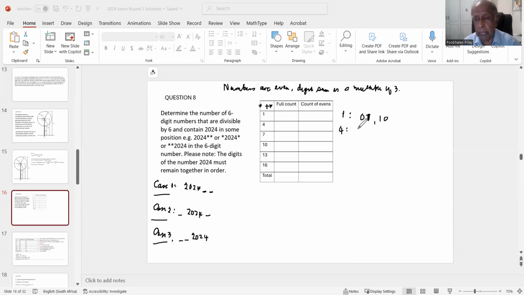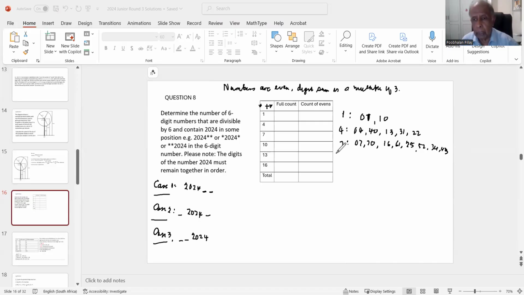So the sum of 4 can be obtained by 0, 4, 4, 0, or 1, 3, 3, 1, or 2, 2. That's the number of ways in which 2 numbers can be added to get 4. For 7, you can have 0, 7, 7, 0, 1, 6, 6, 1. You could have 2, 5, 5, 2. You could have 3, 4, 4, 3. And that's it. So there's so many ways of adding up to 7.